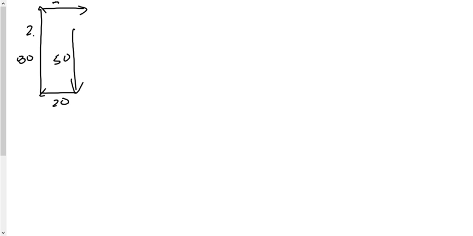Okay, number 2. We have 50 meters to the south, 20 meters to the west, 80 meters to the north, and 30 meters to the east. 50 south, we have 20 west, we have 80 north, and we have 30 east. So our resultant vector will go here. I don't know a quick way to find that. So what I'm going to do is, same thing as I did for the last question, x and y.